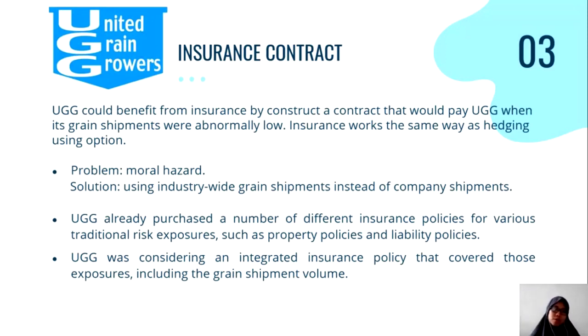From the article, we found that UGG had already purchased a number of different insurance policies for various traditional risk exposures, like property policies to cover its inventory exposures and liability policies to cover its liability exposures. And now UGG was considering an integrated insurance policy that covered those exposures, including the grain shipment volume.